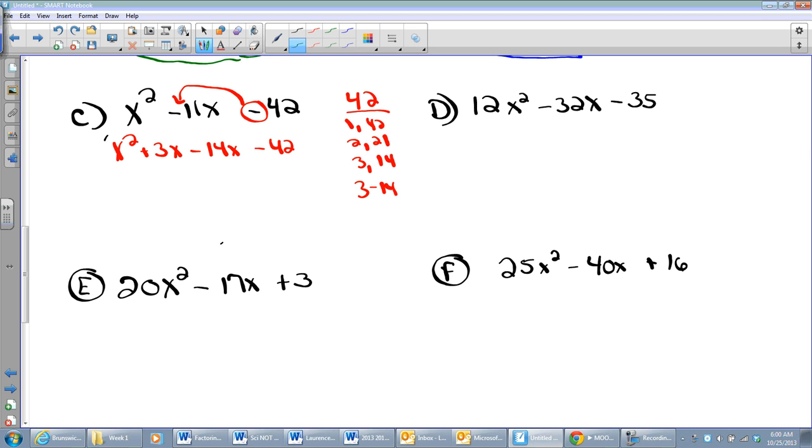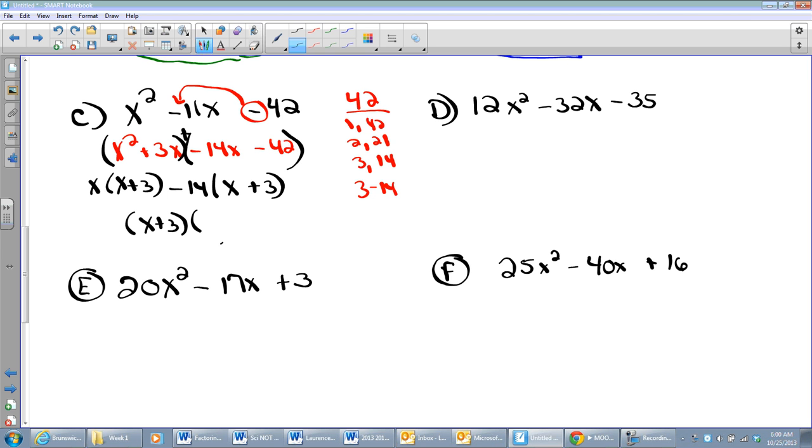Looks like it's time to group. Stick that plus between those quantities. X times the quantity of x plus 3. I'll pull out a negative 14, x plus 3. So I have an x plus 3, and I'll be left with x minus 14. There we go.